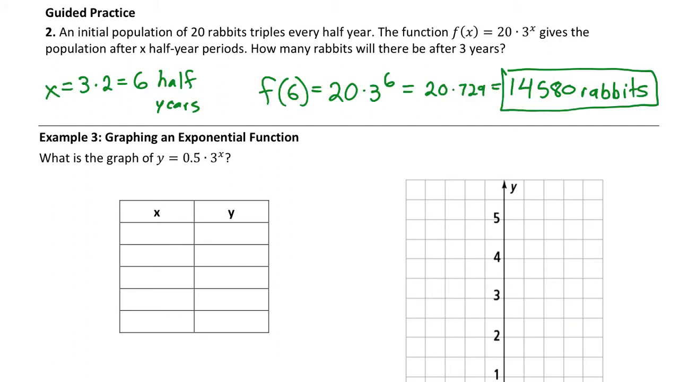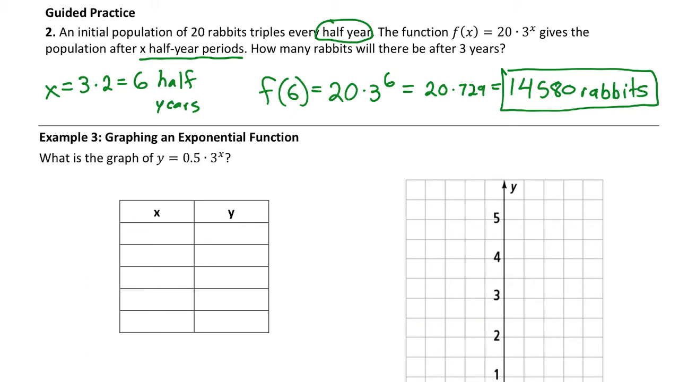Okay, so in this problem, an initial population of 20 rabbits triples every half year. The function f of x equals 20 times 3 to the x power gives the population after x half-year periods. How many rabbits will there be after 3 years? This is understanding. We don't just substitute in 3.